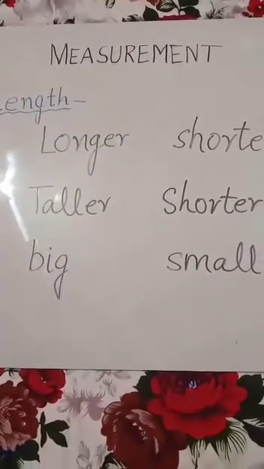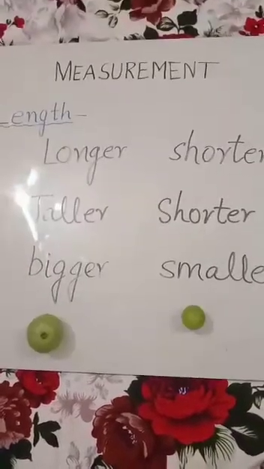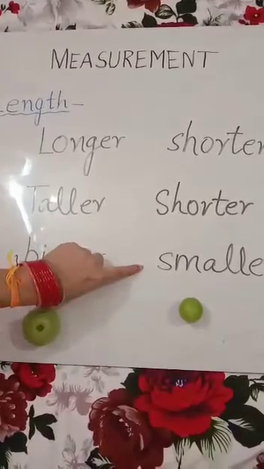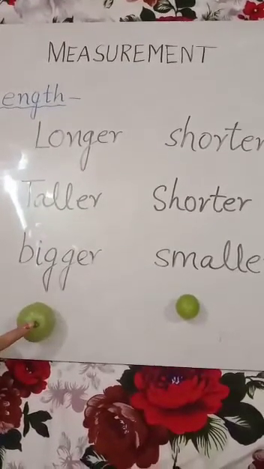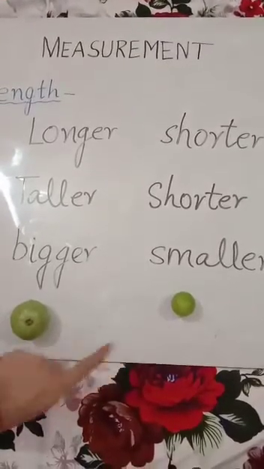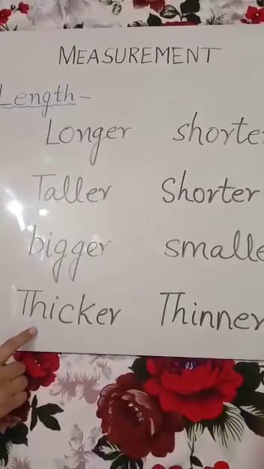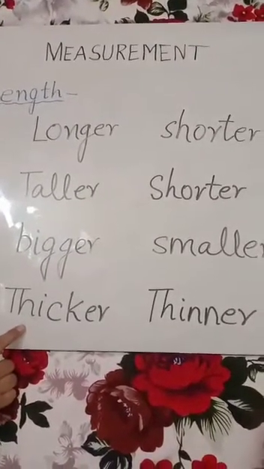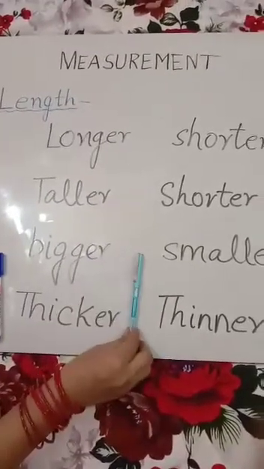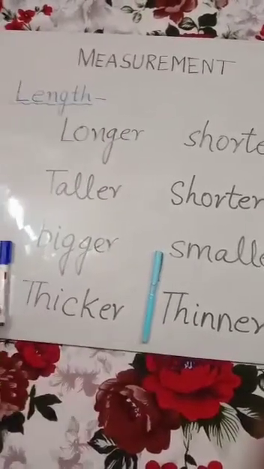And when we are measuring the size of an object, we use the word big and small. When we are comparing two objects, we use the word bigger and smaller. For example, this guava is bigger than the lemon and this lemon is smaller than the guava. We also use the word thicker and thinner to compare the size of the objects. For example, this marker is thicker than this pen. Or we can say that this pen is thinner than this marker.